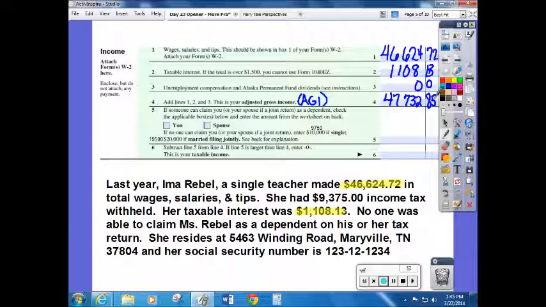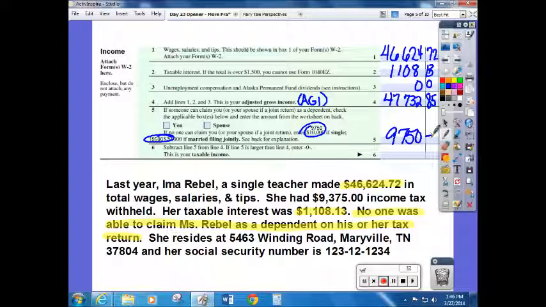Now, line 5, it says, if someone can claim you or your spouse, if a joint return, as a dependent, check the applicable boxes and complete the worksheet on the back. That is not the case for her, because it says in our instruction, no one was able to claim Miss Rebel as a dependent on his or her tax return. So, here's what we're going to do. If no one can claim you or your spouse, we're going to enter $9,750 if we're single, $19,500 if we're married filing joint. So since she is single, that's $9,750 that we'll enter on line 5.